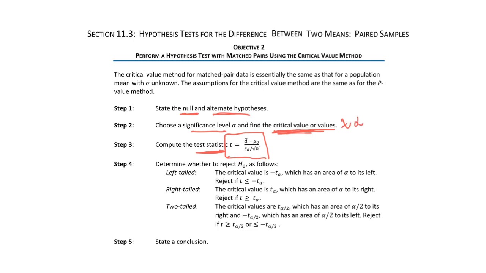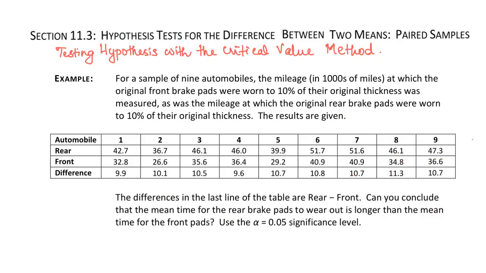So if the test statistic is less than or equal to negative t alpha, then we reject. Same thing if t is greater than or equal to t alpha, if it is a right tail test, then we reject the null hypothesis. An easier way to think of this is if t is in the critical region, then we reject the null hypothesis, then state the conclusion.